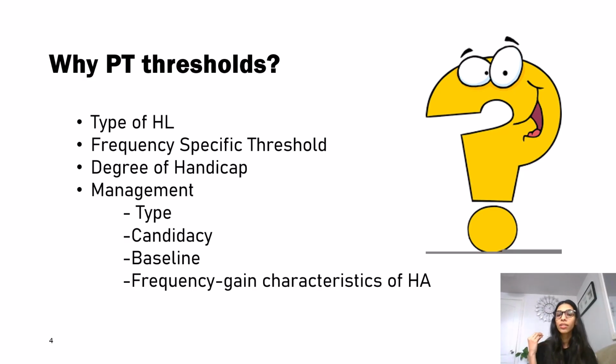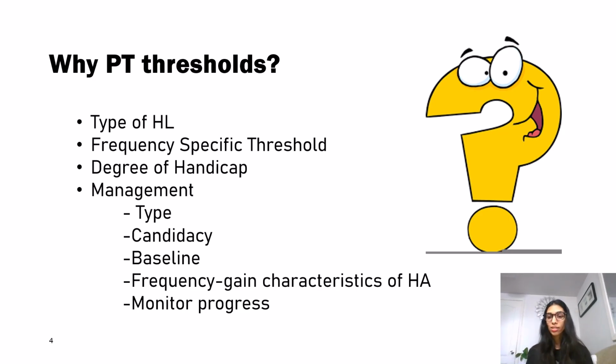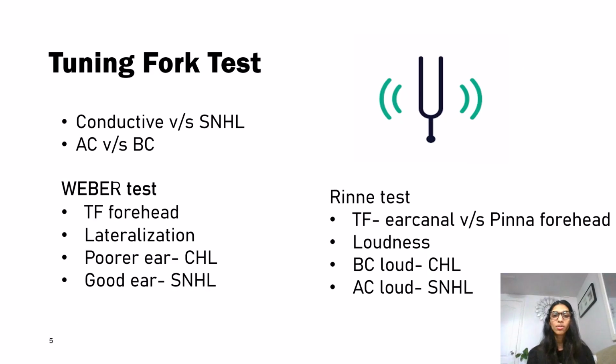Then while giving a hearing aid, to set the frequency gain characteristics of that hearing aid, at each frequency, how much amplification, how much gain is required, we need to do the Pearson threshold. And if you are doing some kind of management, in order to monitor the progress by comparing the baseline versus the current situation, you can do Pearson threshold estimation, and also for screening hearing loss.